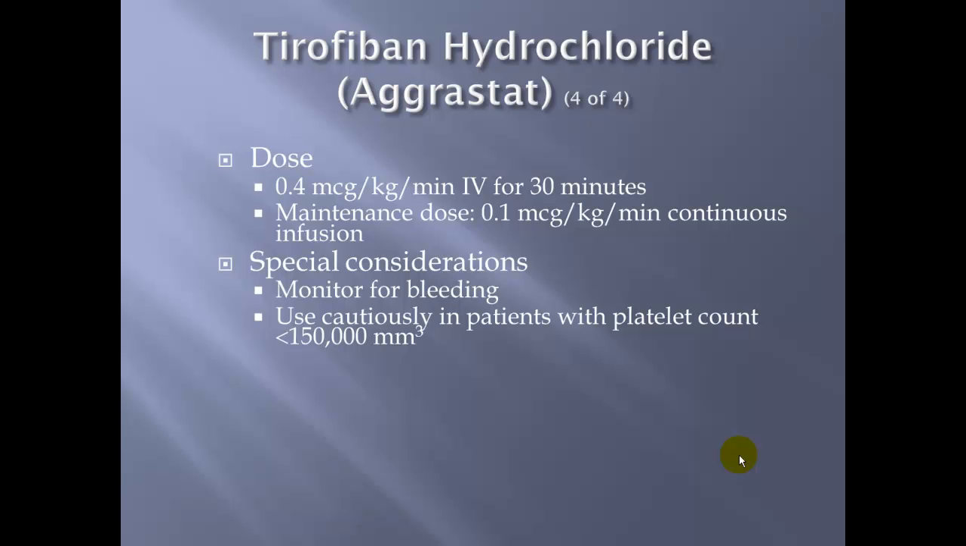Dosing on Aggrastat: 0.4 micrograms per kilogram per minute IV for 30 minutes. Maintenance dose of 0.1 micrograms per kilogram per minute, continuous infusion. Special considerations: monitor for bleeding and use cautiously in patients with platelet counts less than 150,000 per millimeters cubed.